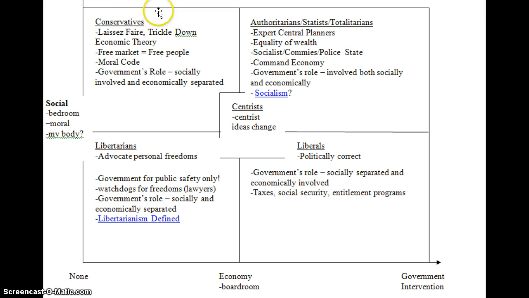This obviously pours into a number of other issues that we'll be talking about in class, which we'll be talking about later. Liberals, who will come right down here, are typically Democrats. They are the exact opposite of conservatives. That's why they don't get along so well.